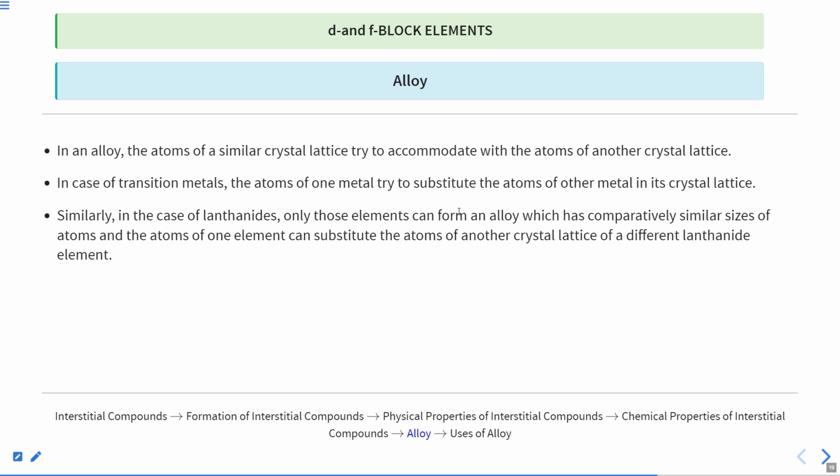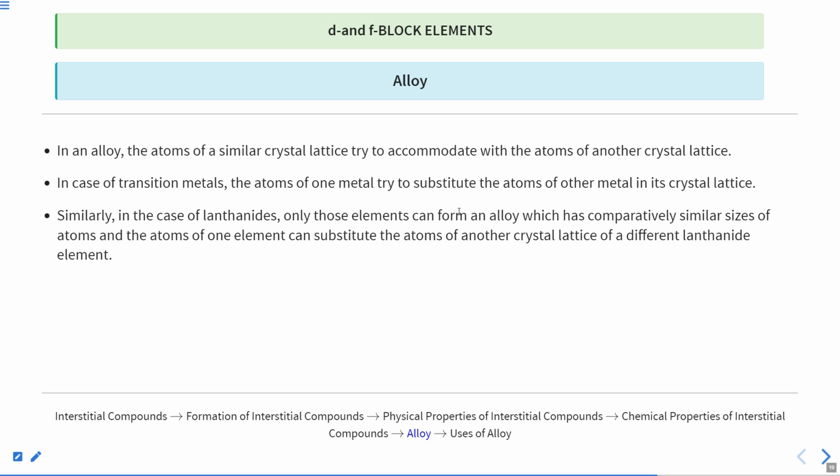Only those elements can form an alloy which have comparatively similar size of atoms, and atoms of one element can substitute the atoms in the crystal lattice of a different lanthanide element. So what is being said here is that in case of interstitial compound, we have to take small elements to fill the interstitial hole, so the size should be comparatively small. But in case of alloy, the two or three elements which you are taking should all have at least comparable size, so that once one substitutes the lattice point of another, the crystal does not get distorted or shattered down.